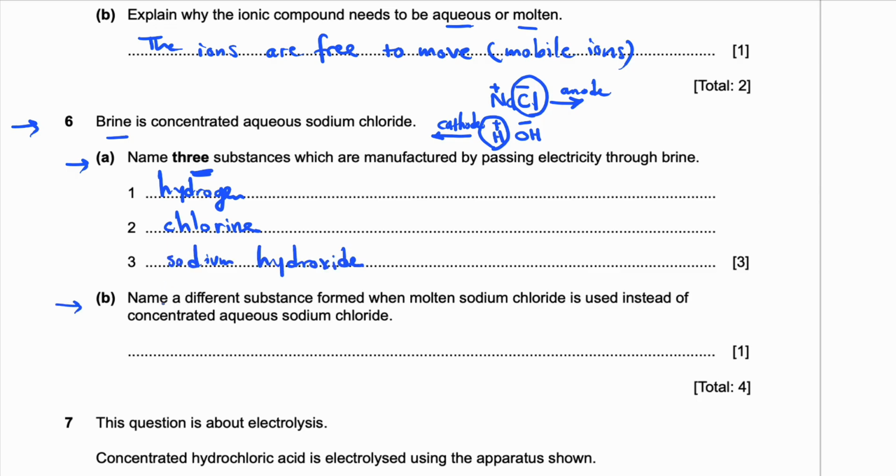Next, name a different substance formed when molten. So now we're going to change it from being aqueous into molten. Molten means we don't have hydrogen and hydroxide ions of water. So in the case of a molten electrolyte, we're not going to discharge hydrogen, and the ion that's going to be discharged at the cathode is going to be sodium. So now sodium will form at the cathode.